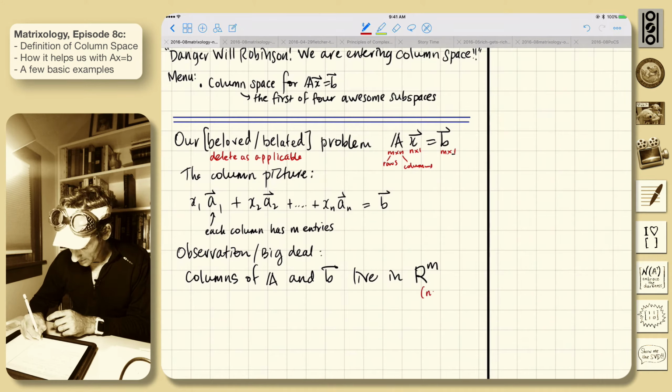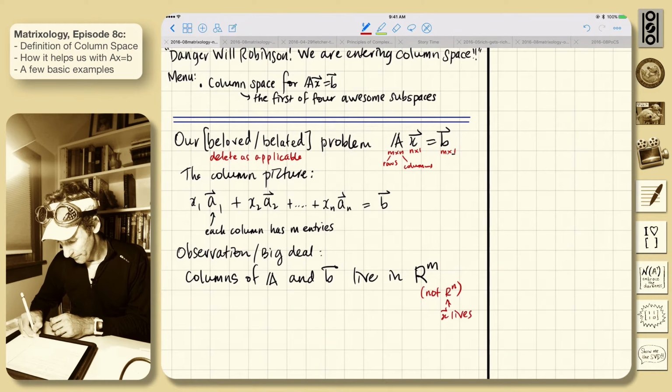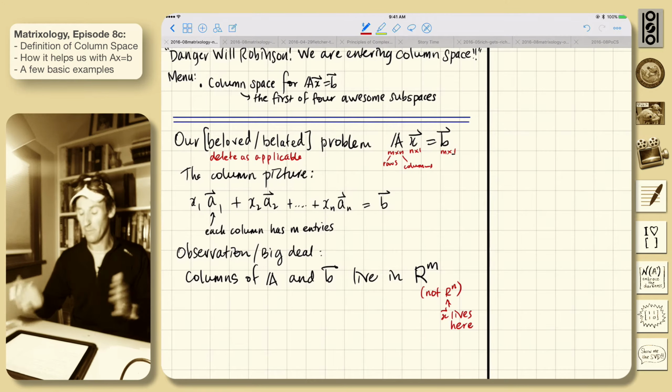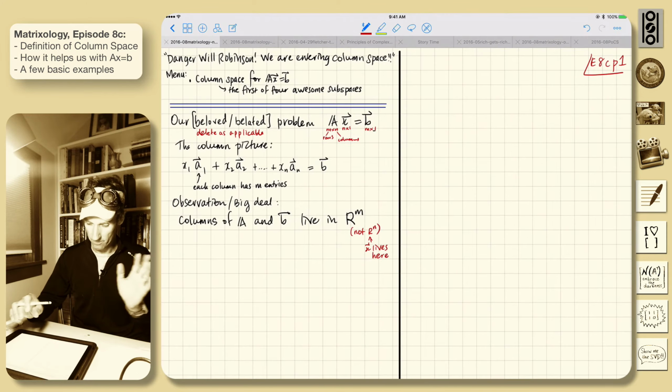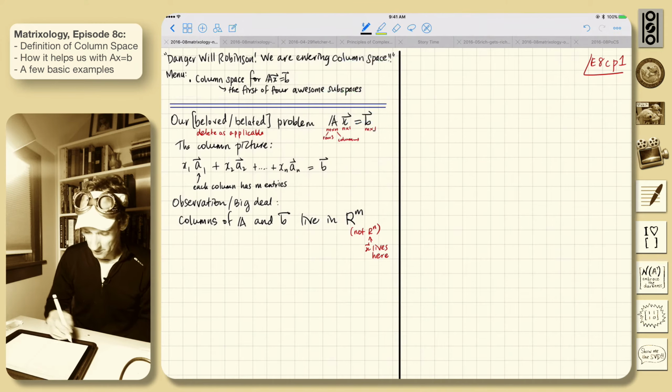So this is not Rn. x lives here. So x lives, it's a sad x. x lives here actually. So we'll get to that next, but x lives in Rn. It's a different space, especially if this is a rectangular matrix, different space. So let's do some examples. Let's see what we're starting to do here.